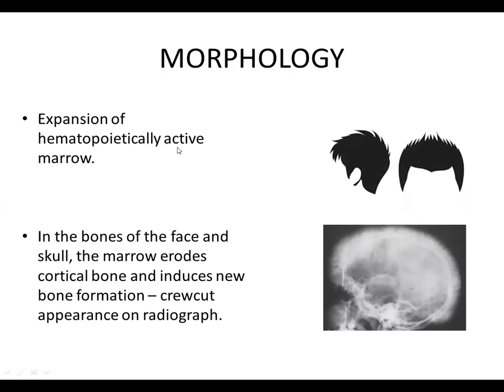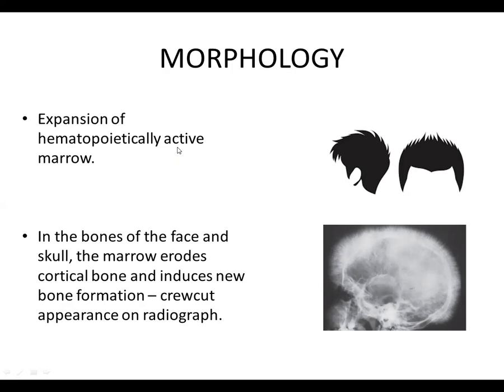Also in beta thalassemia, there is expansion of hematopoietically active bone marrow. Because of ineffective erythropoiesis and anemia, erythropoietin is increased in the body. This leads to expansion of the marrow. So in the bones of the face and the skull, the cortex part of the bone is eroded, and the marrow part of the bone expands. This gives a crew cut appearance, which can be seen in the radiograph that is shown here.